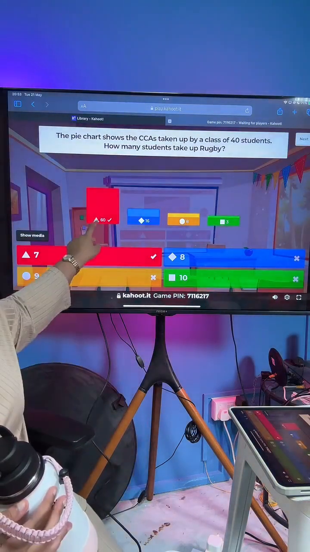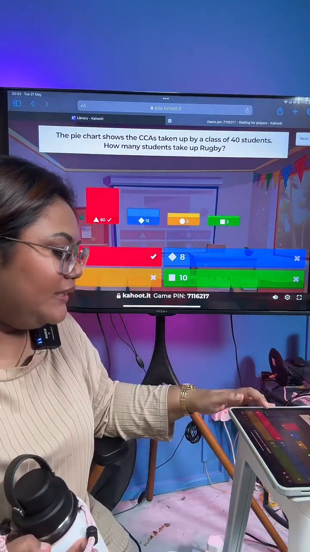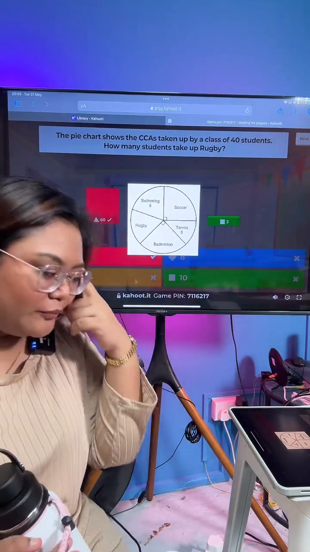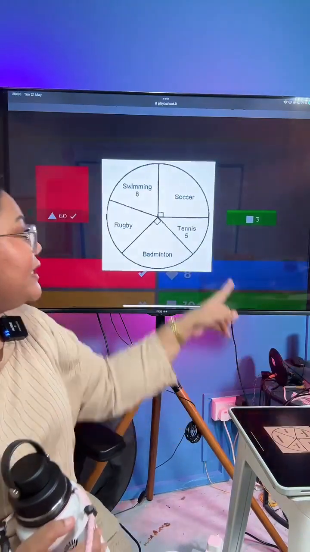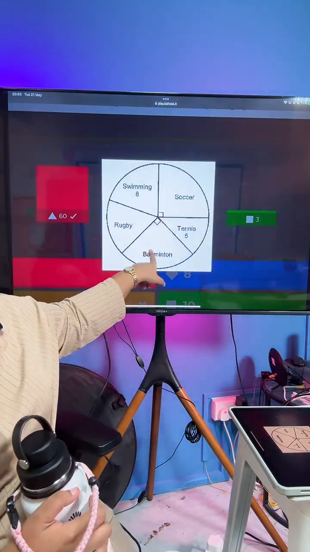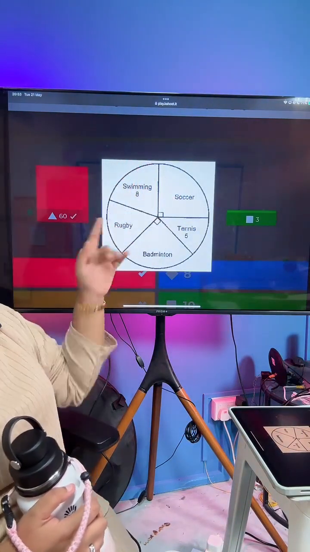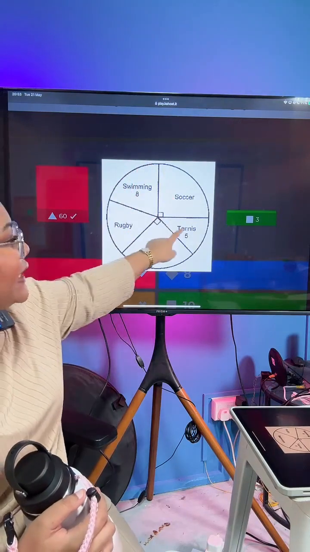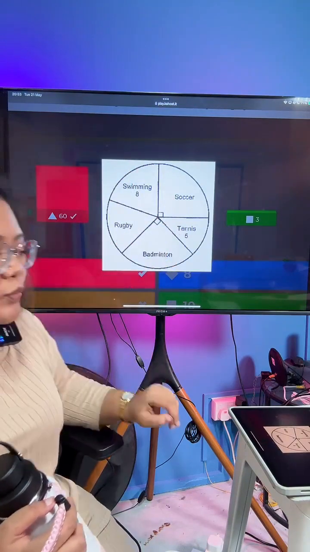Okay, a lot of you got it right. 60 of you got it right. Excellent job. So how to get rugby? I know total is 40. Soccer is 1 quarter, badminton 1 quarter, which means together these two make half, which is 20 of them. So rugby, swimming, and tennis also make 20. Minus away 8, minus away 5 to give you 7, which is rugby.